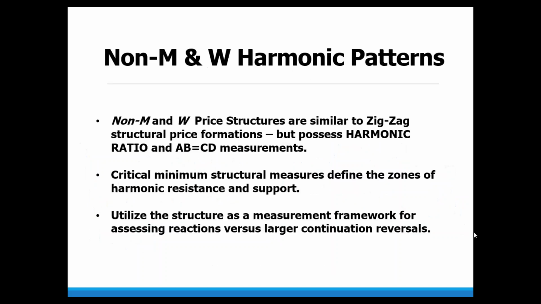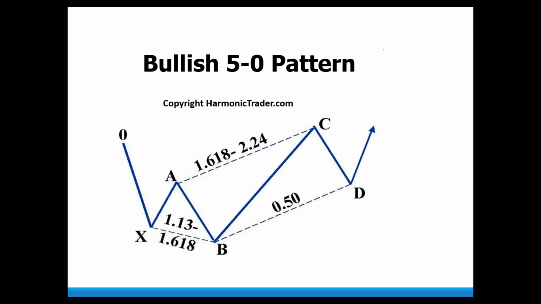Now, these two structures are outside of the normal M and W harmonic patterns most people know, such as the bat, the crab, the Gartley. But these non-M and W price structures are similar to zigzag structural price formations, but possess harmonic ratio and ABCD measurements. These are the critical minimum structural measures that define the zones of harmonic support and resistance in these cases, and we utilize that structure as a measurement framework for assessing the reactions versus larger continuation reversals.